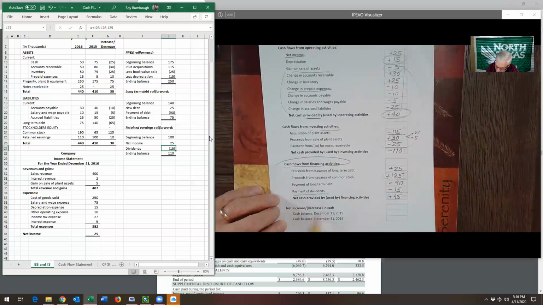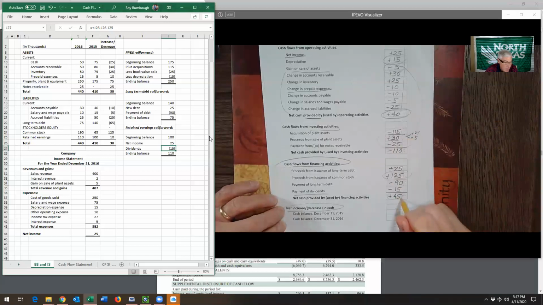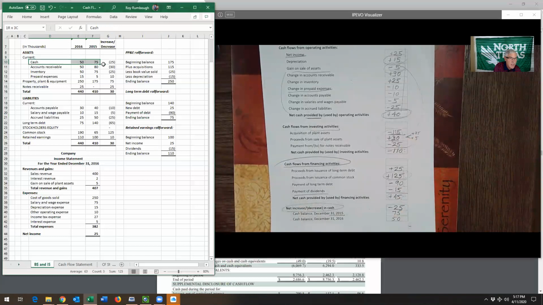Now, the next thing we do is, what was the net increase or decrease in cash? Plus 40 minus 110 plus 45, that's minus 25. We want to make sure we got it right. What was cash December 15? 75. What was cash at 16? 50. And we see this, I'm going to highlight this over here on the balance sheet. So we see that cash went down by 25,000.